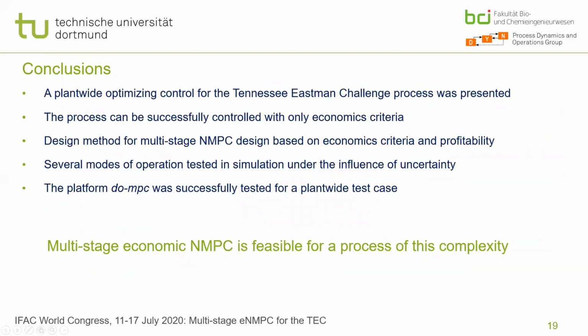Coming to the conclusions, I've shown you an implementation of plant-wide optimizing control for the Tennessee Eastman challenge process, which is, to our knowledge, the first instance of economics multi-stage NMPC applied to such a large-scale process. You've seen that this process can be successfully controlled with only economics criteria, and you have seen a method for selecting a multi-stage NMPC implementation for a plant-wide control. We have also successfully demonstrated an application of plant-wide control with the DoMPC platform under different modes of operation and in different simulation test cases.